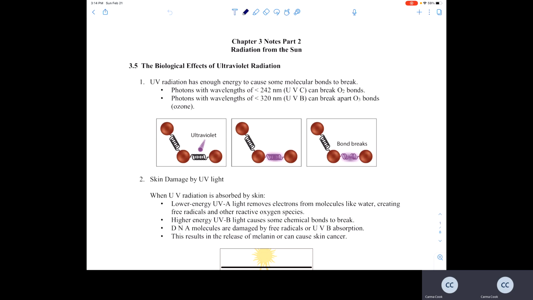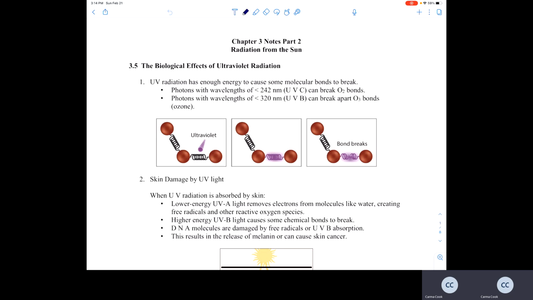UVA has the longest wavelength of the three, and therefore the smallest frequency and smallest energy. UVC has the shortest wavelength, and therefore the highest frequency and highest energy. UVB falls in the middle between those two.